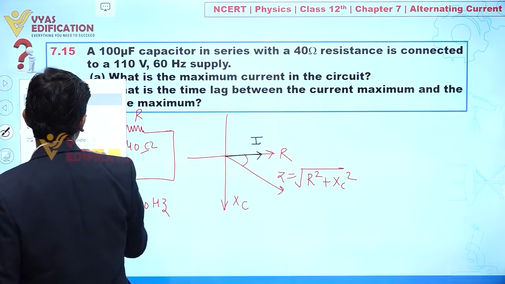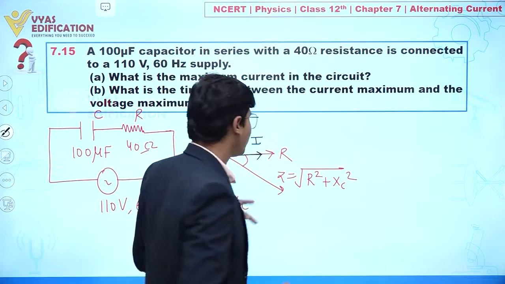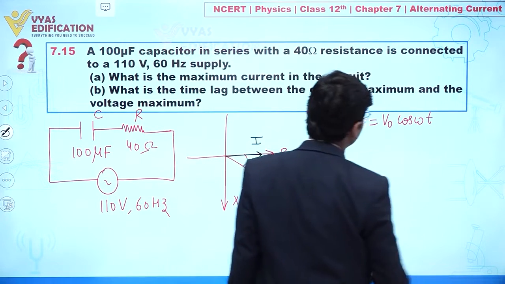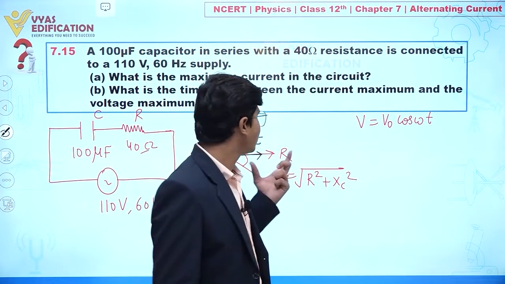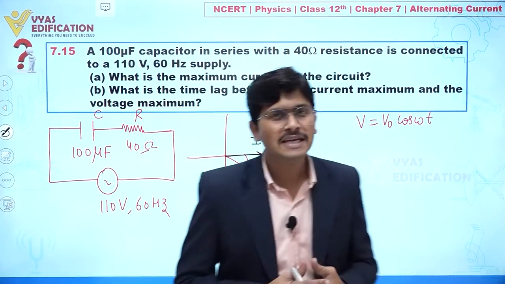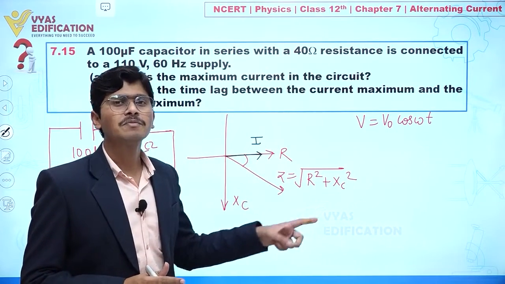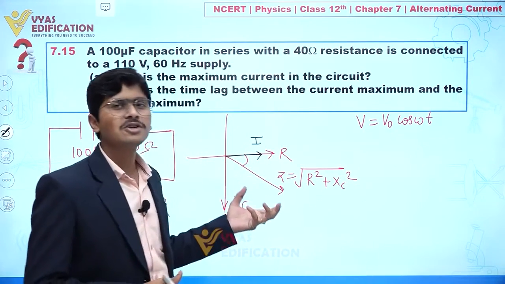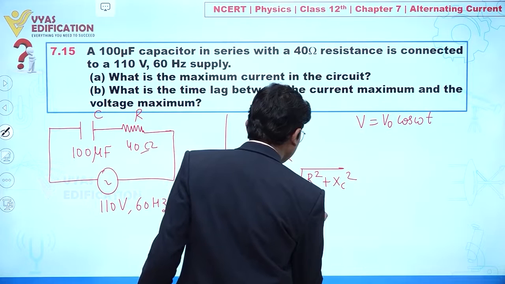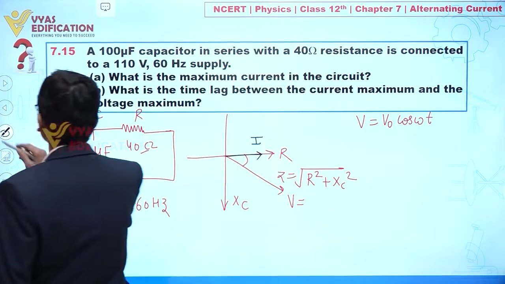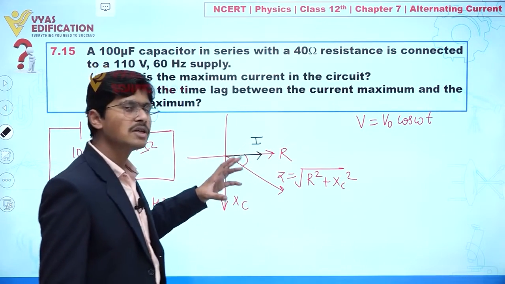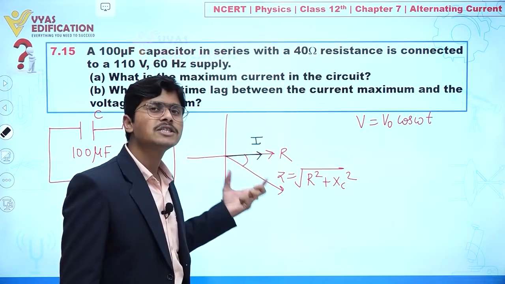Now let's suppose we are talking about input voltage. Input voltage is given by V equal to V naught cos of omega t. In an RC circuit, we always find the current is leading the voltage, or you can say the voltage is always lagging behind. You can also draw the impedance triangle for voltage. The impedance triangle relates the resistance of each component.